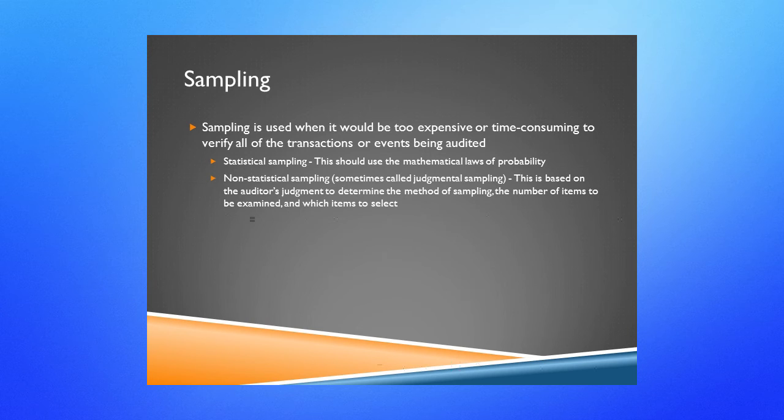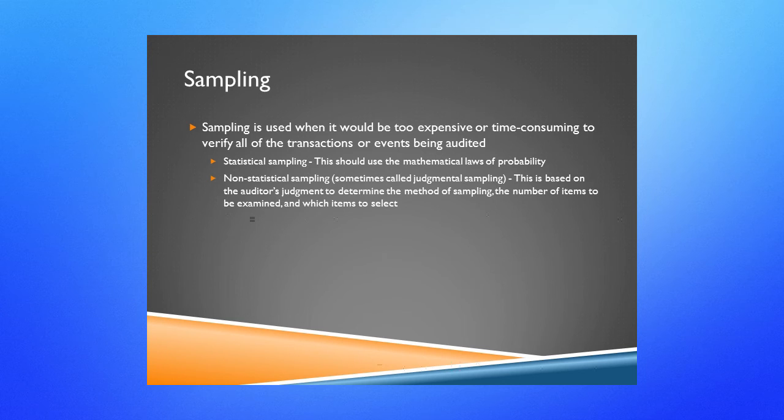Some of the methods of sampling could be statistical sampling, which would utilize your mathematical laws of probability. You could use non-statistical sampling, sometimes called judgmental sampling, and that's based on the auditor's judgment to determine what method of sampling, how many items they want to look at, and which items they want to select. They might make these decisions because they may be very familiar with the process, and they may understand that certain parts of a process, maybe because of their complexity, are more prone to having issues.